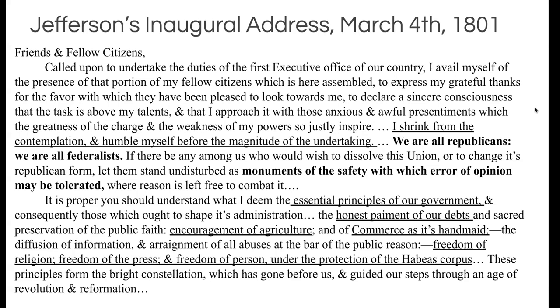The second part of his inaugural address really lays out his vision for America, the essential principles of our government. He wants to pay down the debt. He wants to encourage agriculture, farming, and notice he follows up and says commerce as its handmaid, as the assistant, as the servant to agriculture, right? So he's placing agriculture above Hamilton's vision for a trading manufacturing vision. And then he also espouses ideas of the Enlightenment and civil liberties, freedom of religion, freedom of the press, freedom of person, and so forth.